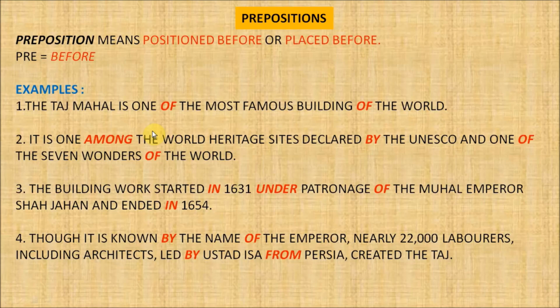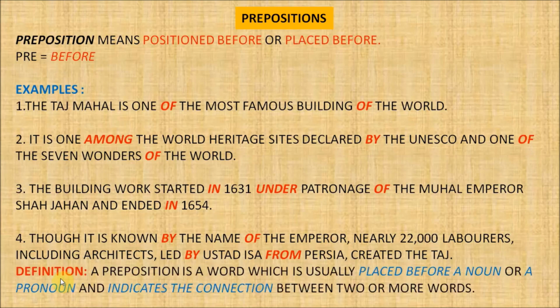So we can say the words such as of, among, by, in, under, from link different words in each sentence in the passage. So such words are called prepositions. The word preposition means placed before, as we have said earlier. We can define a preposition as a word which is usually placed before a noun or a pronoun and indicates the connection between two or more words.